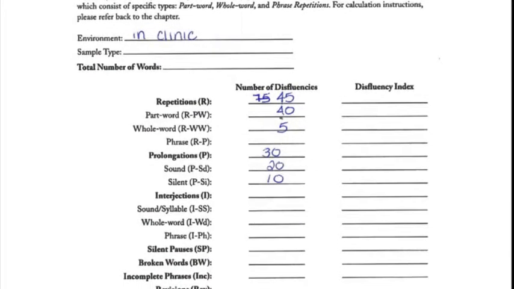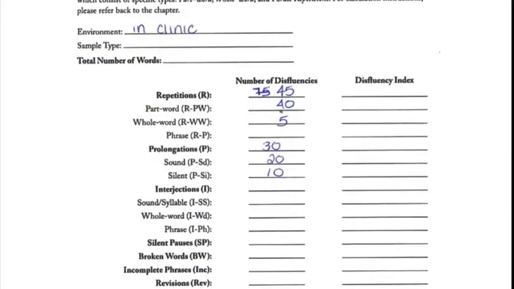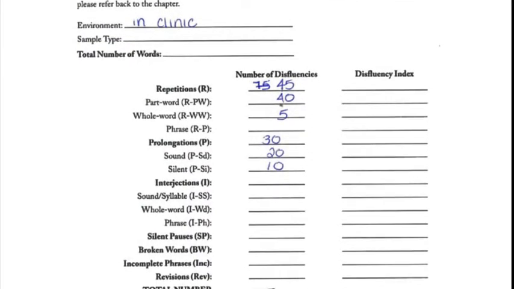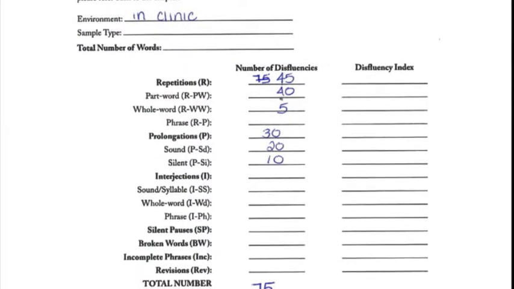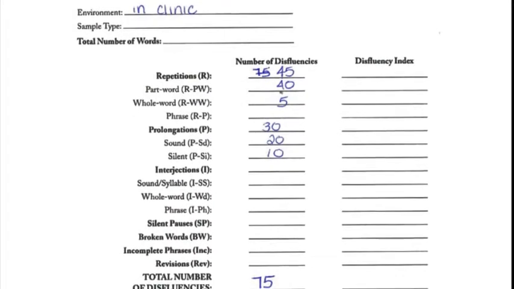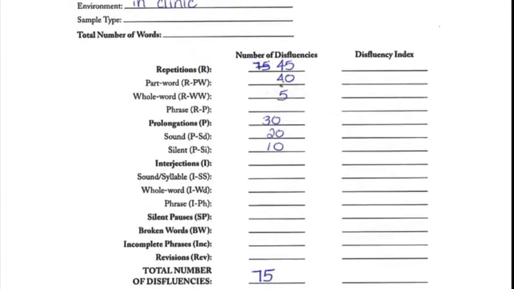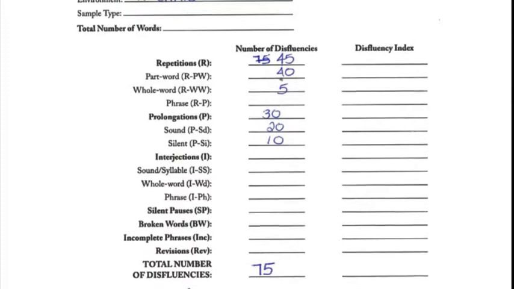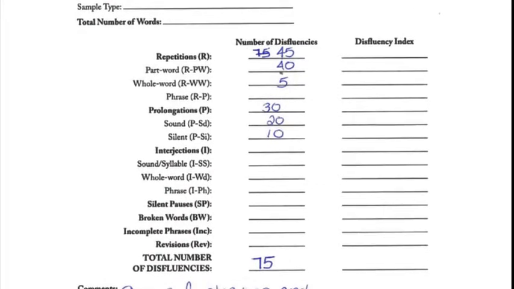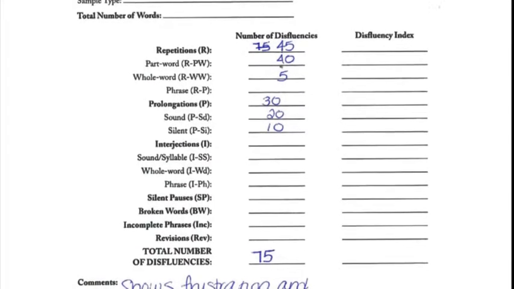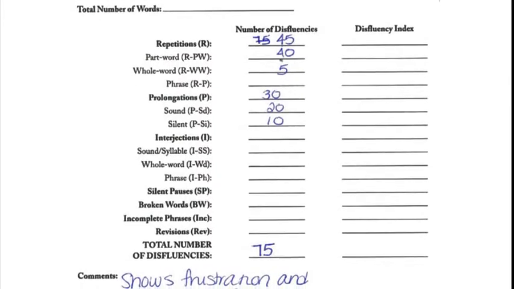Next, the clinician must tally up the number of specified disfluencies. Then, the clinician must divide the number of specified disfluencies by the total words. The clinician will end up with a decimal, which he or she will convert into a percentage to get the disfluency index of that particular specific or general disfluency.